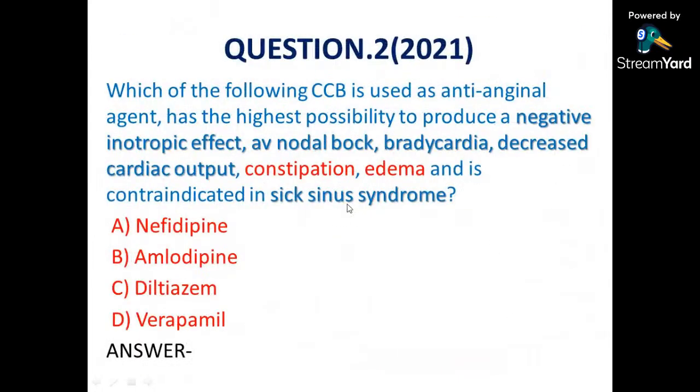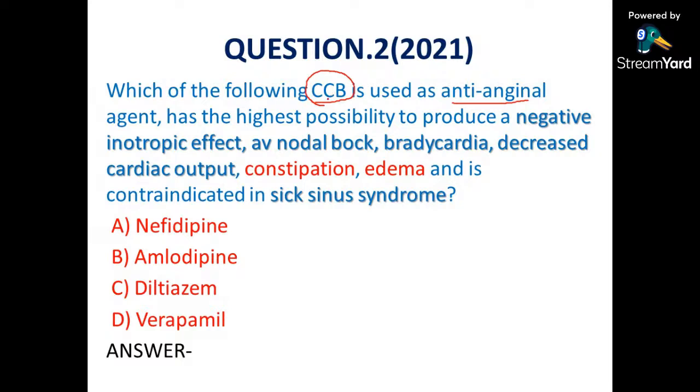We'll go to the next question without wasting time. So let me read out the second question. Which of the following calcium channel blockers, CCB meaning calcium channel blocker, is used as an anti-anginal agent? Actually, calcium channel blockers are used in hypertension as well as in angina, and they are also used sometimes in some cardiovascular disorders.